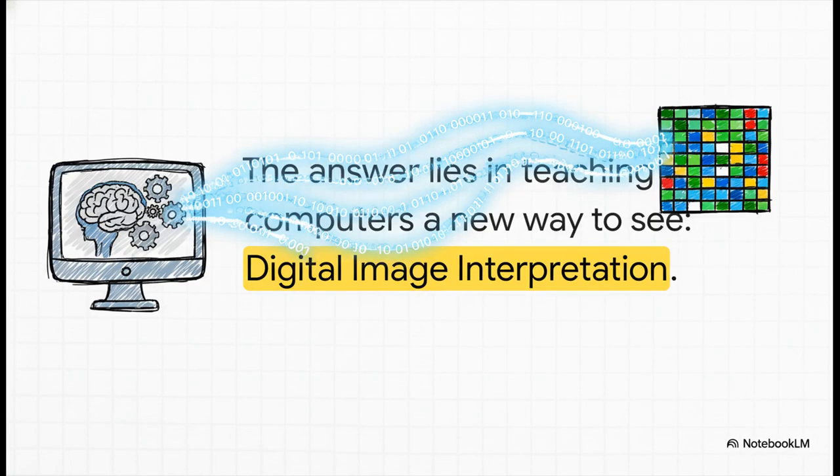It's not about looking at a picture the way we do. It's all about teaching computers to read this hidden language of light and data that's embedded in every single image. The name for this whole process is digital image interpretation, and that's exactly what we're diving into.